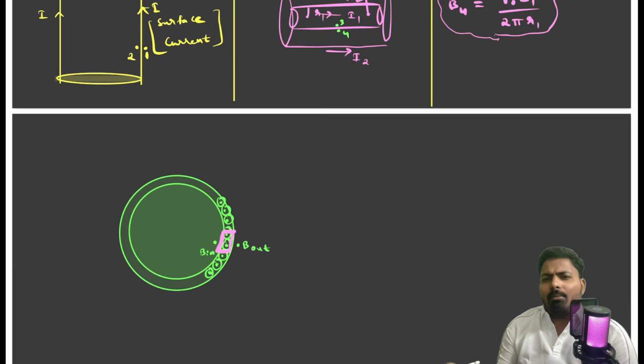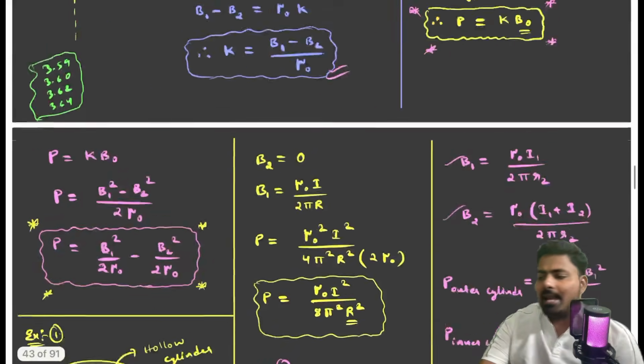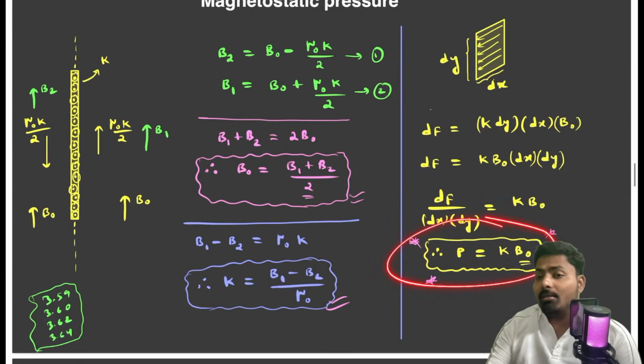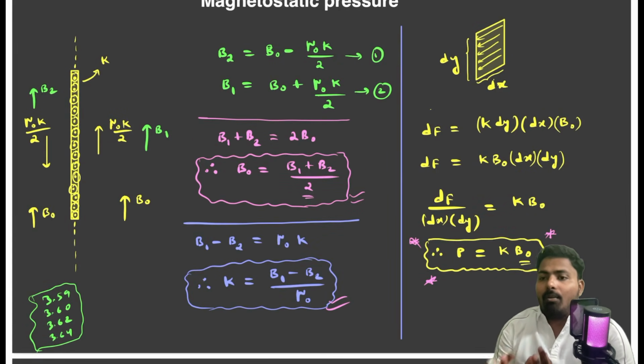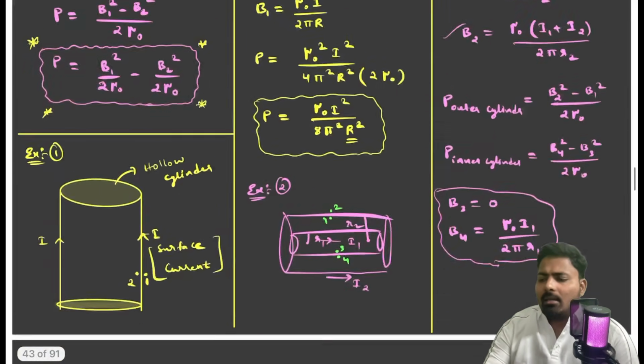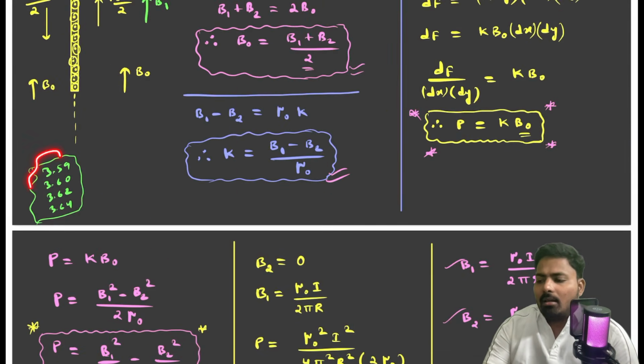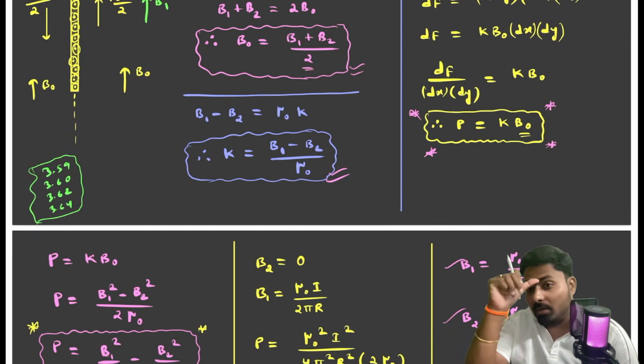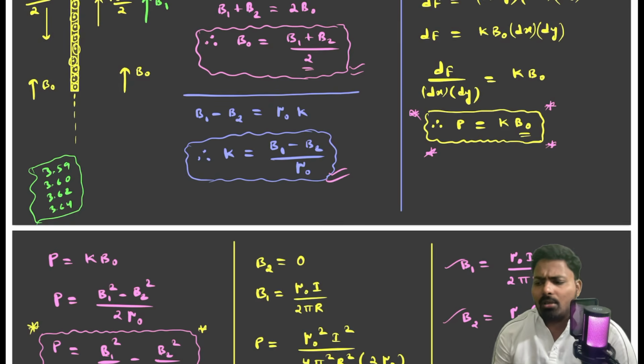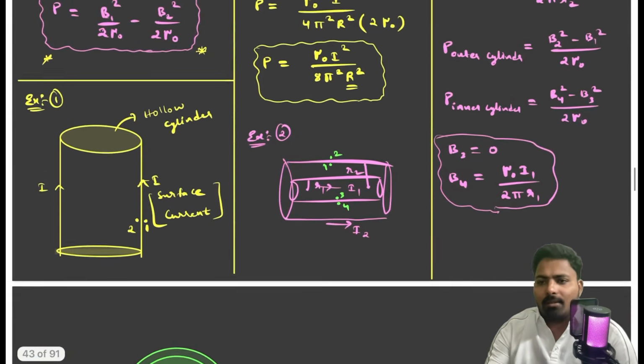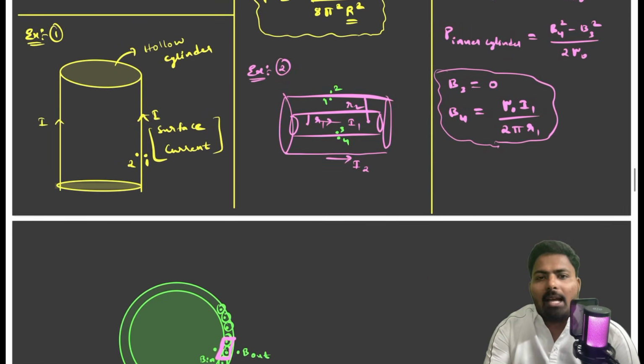But every time deriving like this will take some time, right? So as I said, it's a standard concept and important result, and it will be valid for any uniform current carrying sheets. So by using this formula, you can directly get the answers. As I said, you can also check with the questions given in Irodov, and also in Pathfinder you can find 2 to 3 questions based on this magnetostatic pressure. So I hope this concept is pretty much clear for you guys.